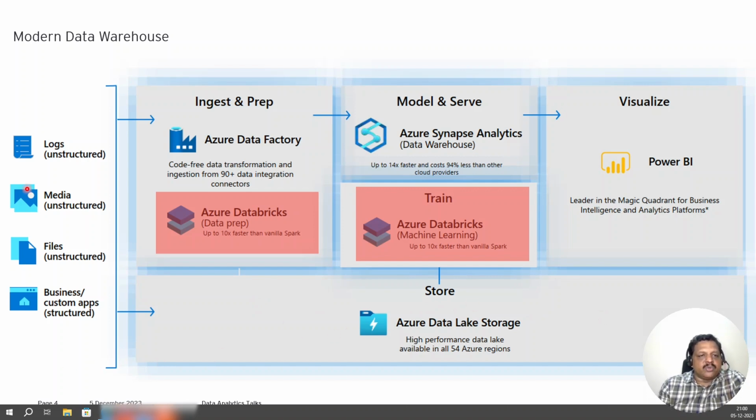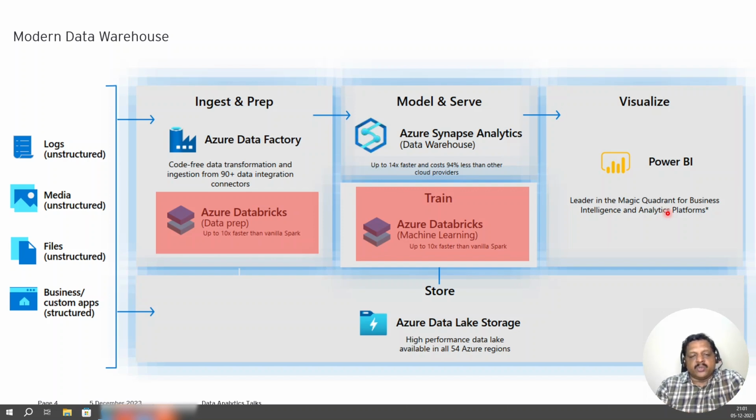So we have seen the data sources like structured data, unstructured data, and the ingest and preparation stage where we use Azure Data Factory and Azure Databricks. And we have the model and serve stage where you have the Azure Synapse Analytics, and we have Databricks for training the model and implementing machine learning modules. And finally, we have the data visualization layer using Power BI. I also explained how data is being stored and managed using data lake, Gen 1, Gen 2 storage, and so on.